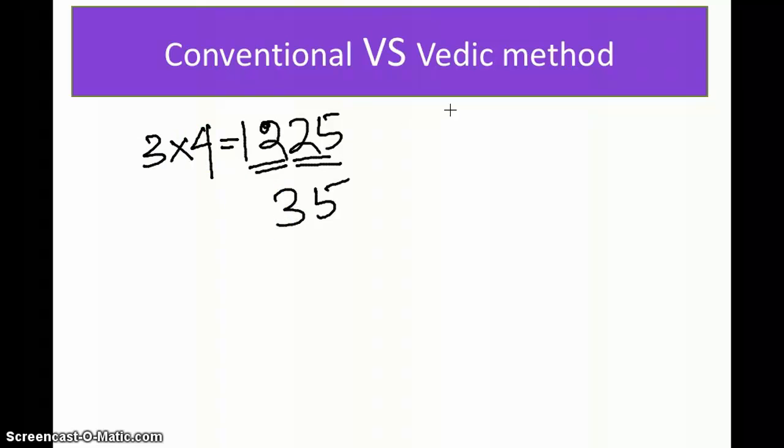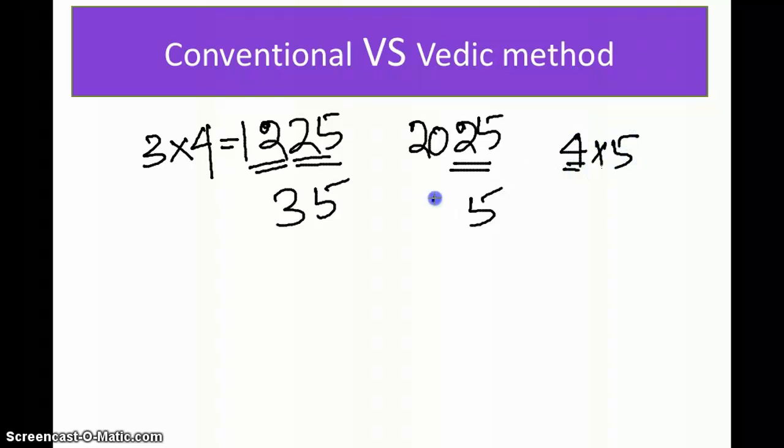Let's take one more. Let's take 2025, the square root of this number. As soon as you see 25, put 5 here. Next number is 20. So what should you do with this number 20? Let's find which consecutive numbers multiply to give 20. 4 into 5. Yes, 4 into 5 is 20. Take the smaller one out of that, 4. So the answer is 45.